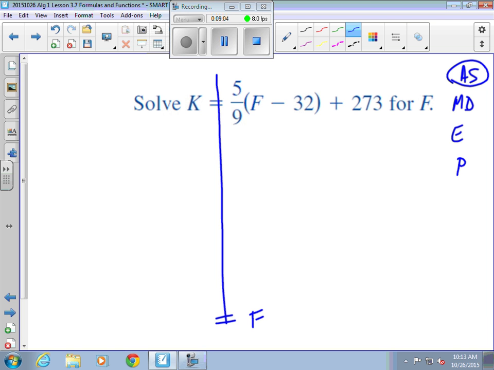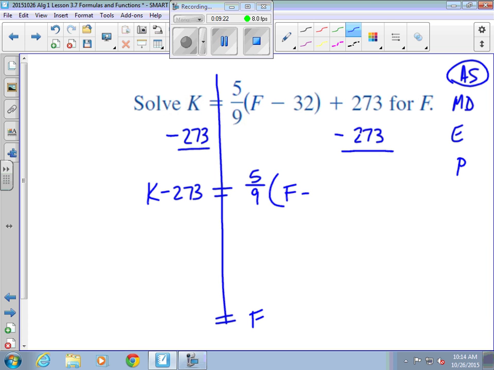However, we can undo plus 273 by subtracting 273. If you subtract it from the right, subtract the same thing from the left. That'll give you k minus 273 on the left equals 5 over 9 times f minus 32. We still don't have f by itself, but it's looking more like the example problem now. Okay. Remember, we still can't undo minus 32 on the right because it is in parentheses.